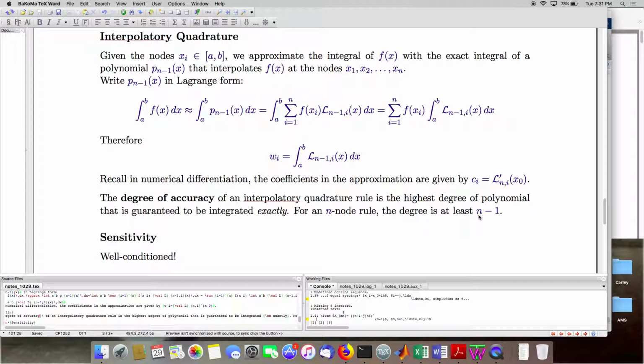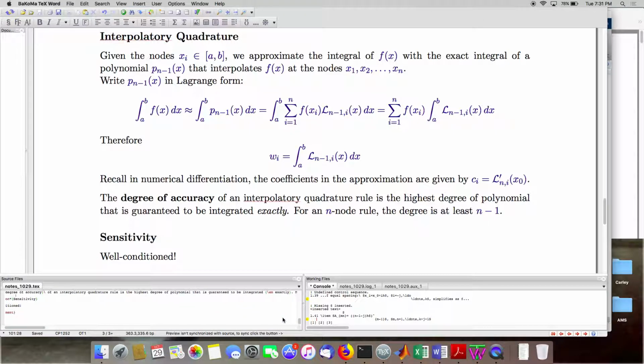Actually, what we will see towards the end of the chapter is that for an n-node rule, the highest degree we can possibly get is 2n minus 1. That's called Gauss quadrature, but we'll see that much later. It's one of the more difficult rules to understand and actually work with, but because of its high degree of accuracy, it's very popular.